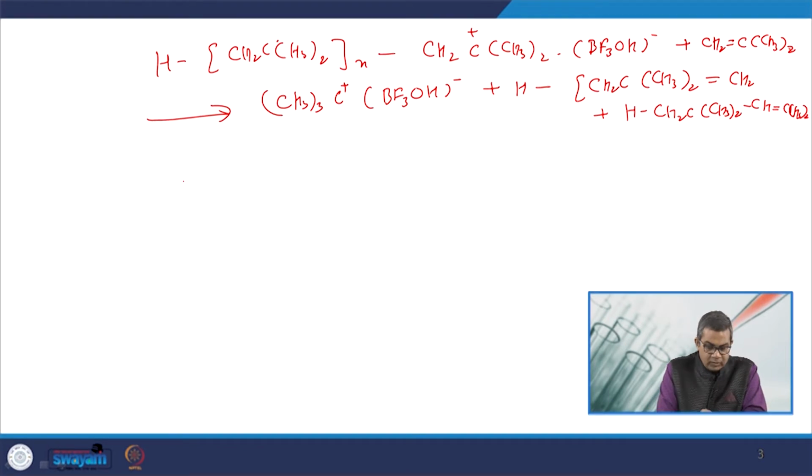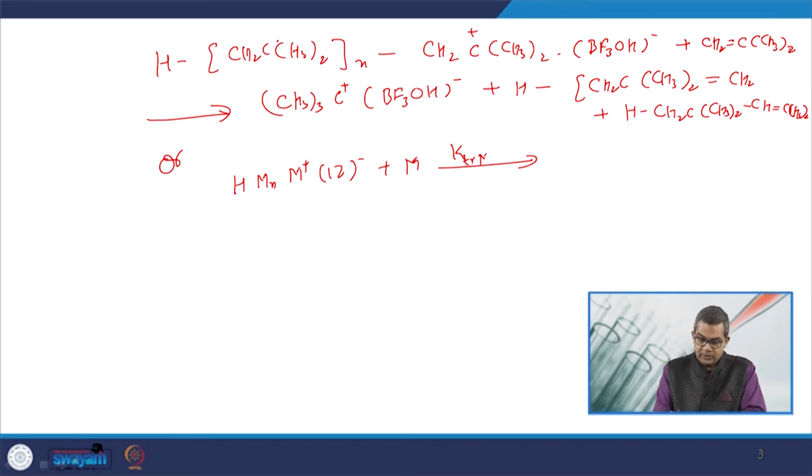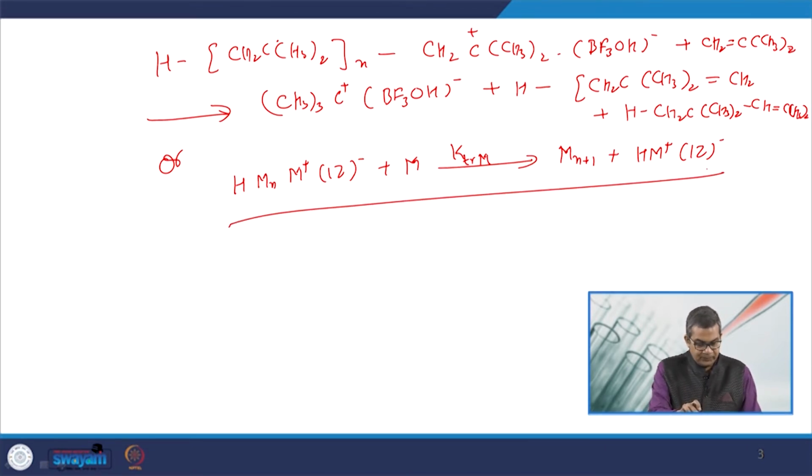Now sometimes for the ease of explaining the mechanism, we may refer to this like H Mn+ Iz- reacts with monomer. This is the termination or transfer rate constant. This may be Mn+1 plus H M+ Iz-. So this is the basic mechanism of this chain transfer and termination.